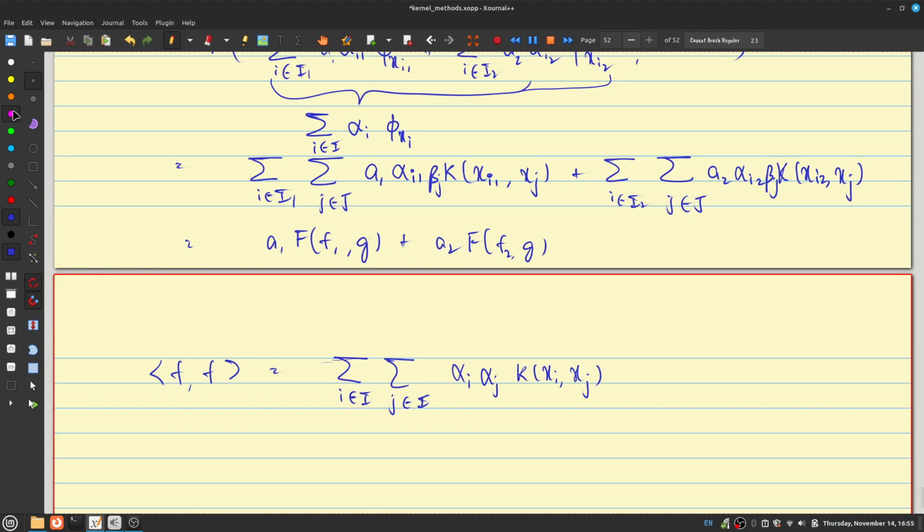Correct? Because my f, remember, is the summation over i in I of alpha_i k(x_i, ·). Exactly. Since I is a finite set, this is nothing but alpha transpose times the Gram matrix times alpha, which is greater than or equal to zero.